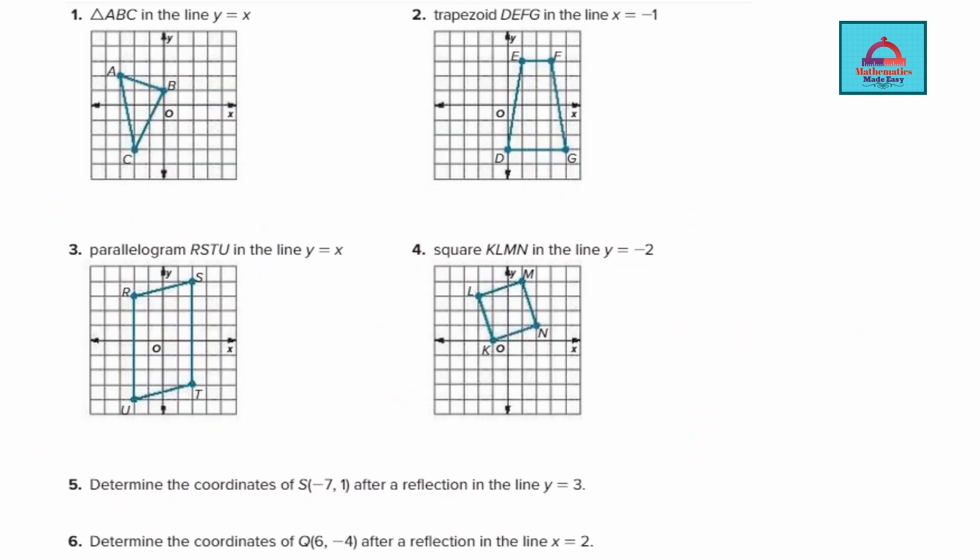Okay, so let's solve these questions, and first we are going to do question 1 and question 3 because they are going to be solved in the same method. If you see, the line about which we need to find the reflection is the same, y equal to x, and as you know the rule by now, you have to interchange the x and y coordinate. So let's do it to calculate the image.